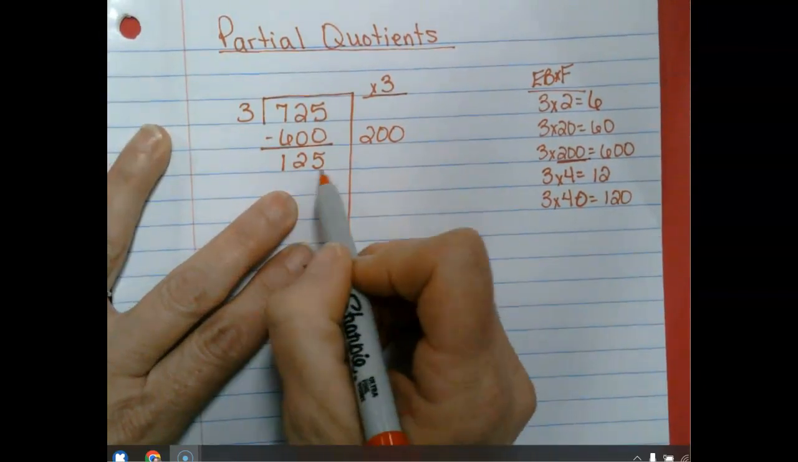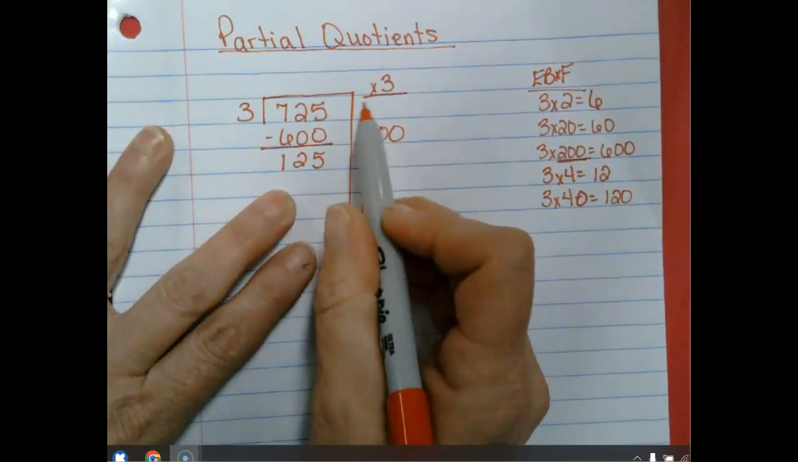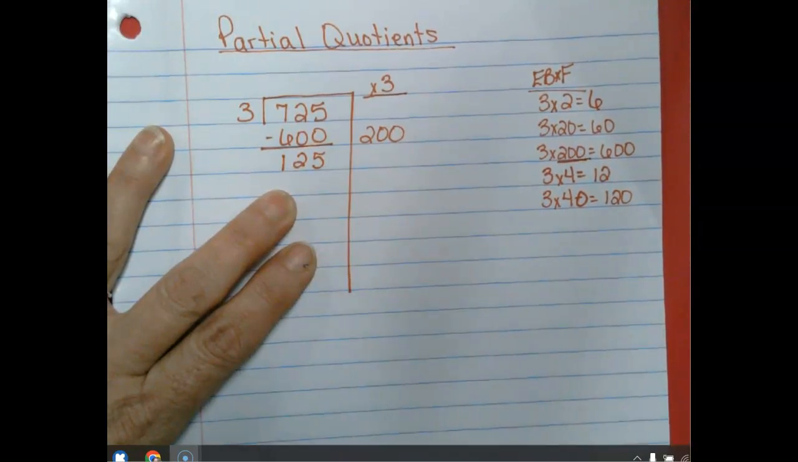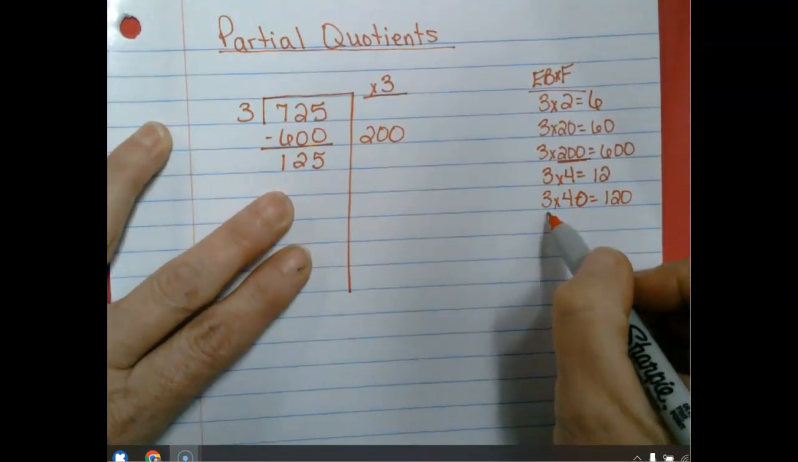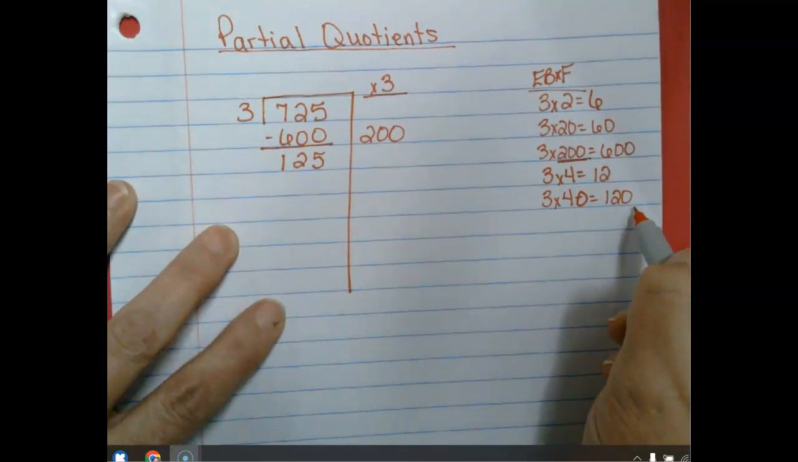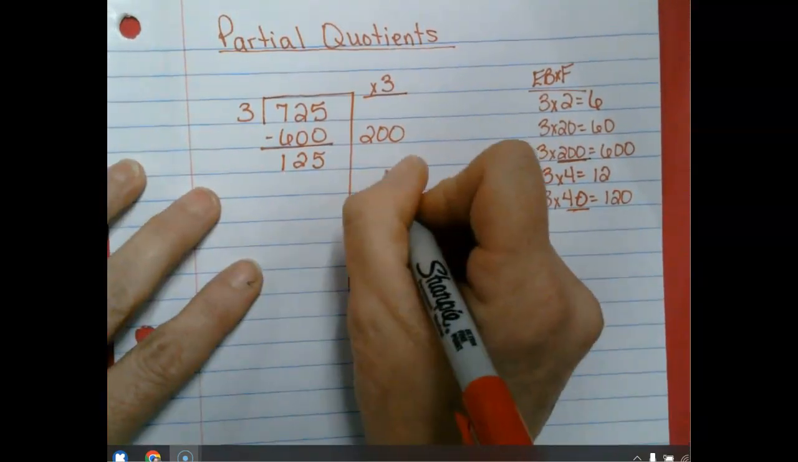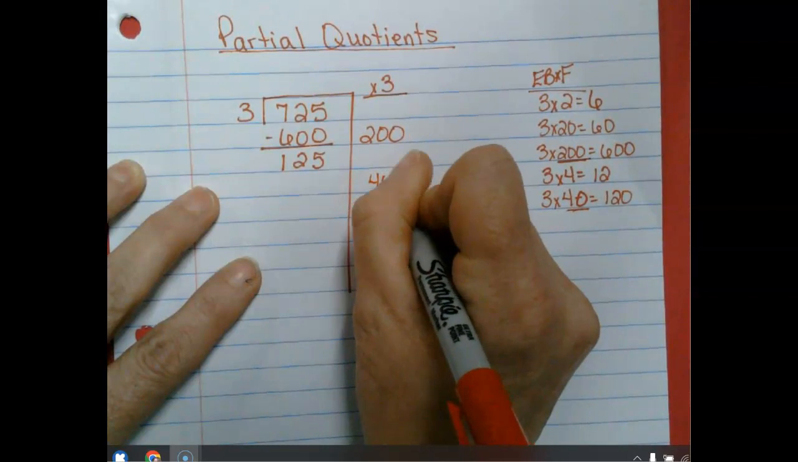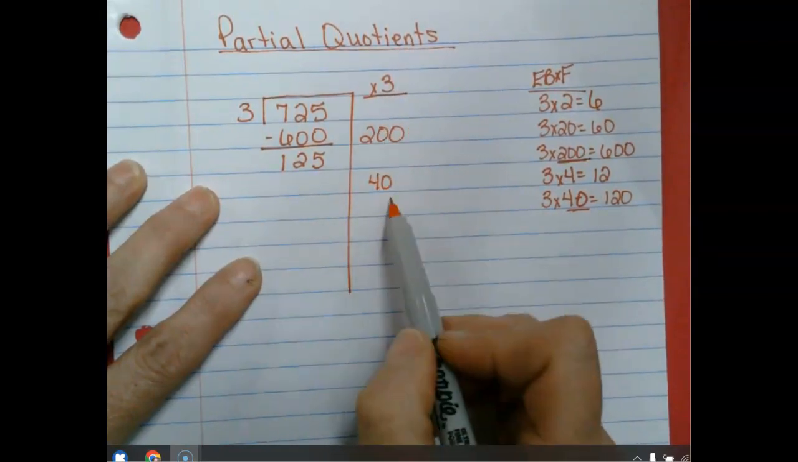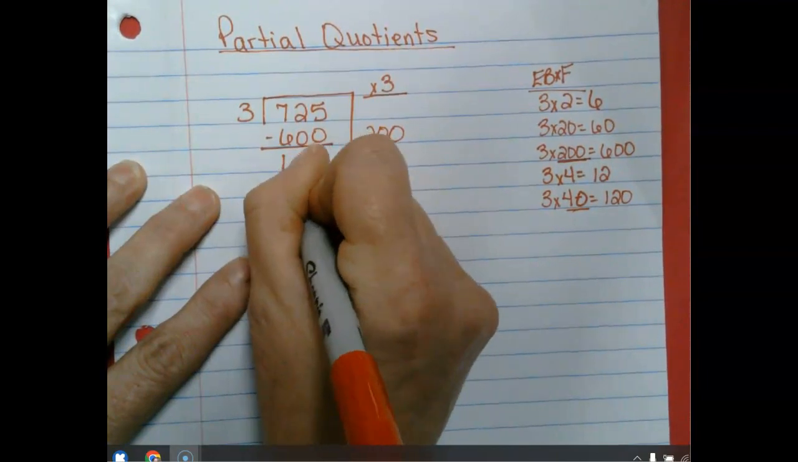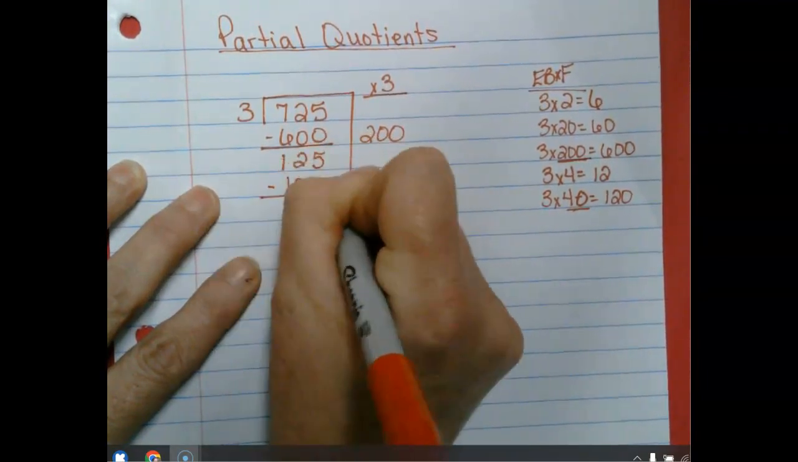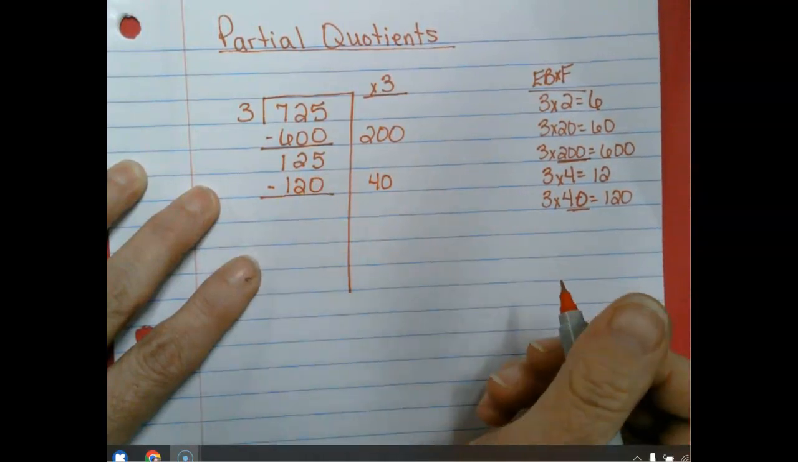So now I still have to put this 125, this is my new dividend, into those 3 groups. So how many would I put in each group? Well, if I look back over here at my easy breezy multiplication facts, then I see that 3 times 40 equals 120, very close to 125. So I'm going to do that. I'm going to put 40 into each of my three groups. So 40 times 3 means that I'm going to use 120. Now I'm going to subtract that to see what I have left.